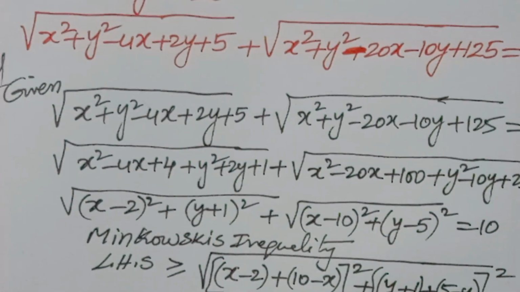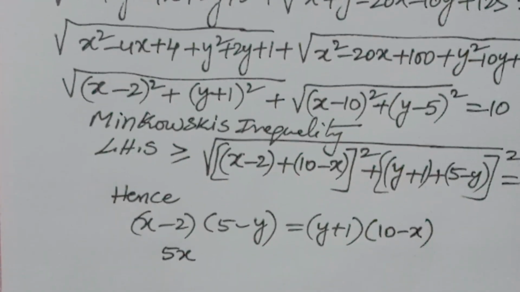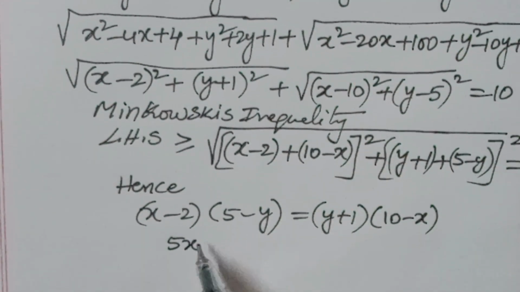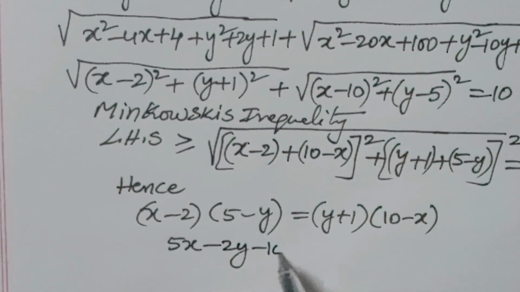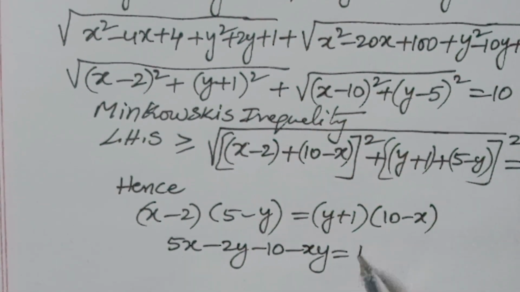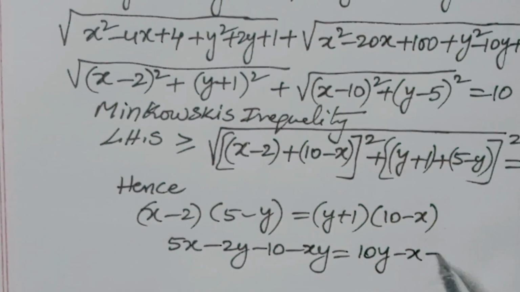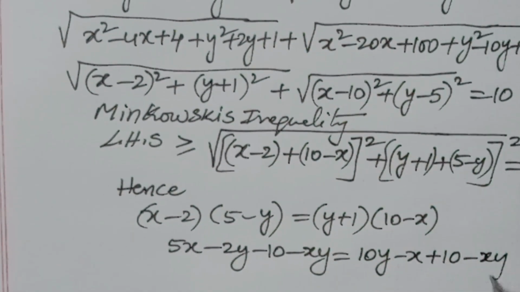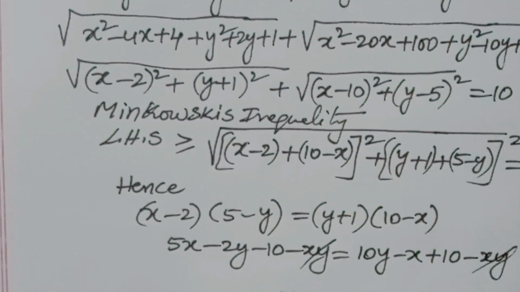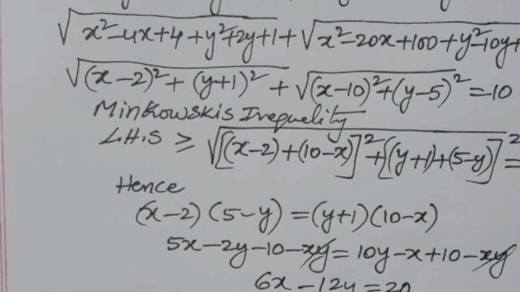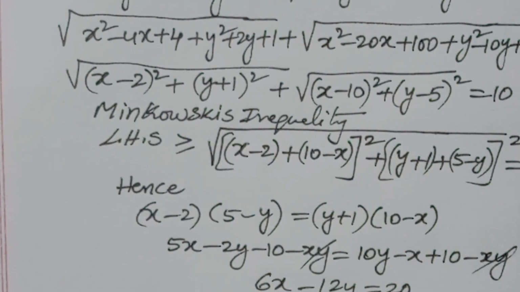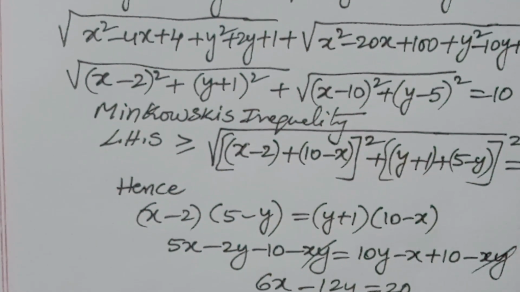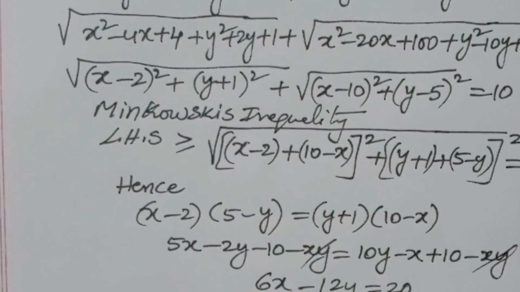So here 5x minus 2y minus 10 minus xy is equal to 10y minus x plus 10 minus xy. So here you'll get 6x minus 12y is equal to 20, that is, 3x minus 4y is equal to 10. This is the second equation.